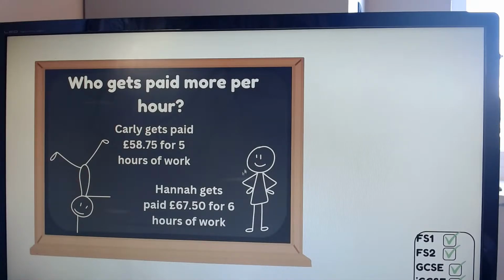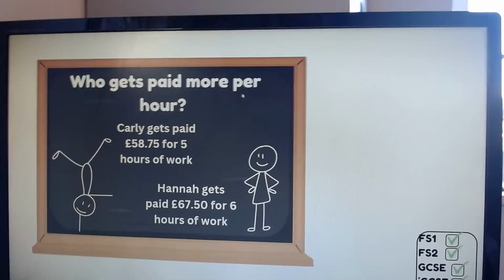Some people chose Hannah. They said she gets paid more because she got more money. Some people chose Carly because they actually looked at how much she got paid for 1 hour and decided that was what I was asking for. And then other people just said, I don't know how to work that out. Can you show me how to work that out? And I said, absolutely, I can. Let's have a look at this and see what we end up figuring out and how we would go about looking at this.